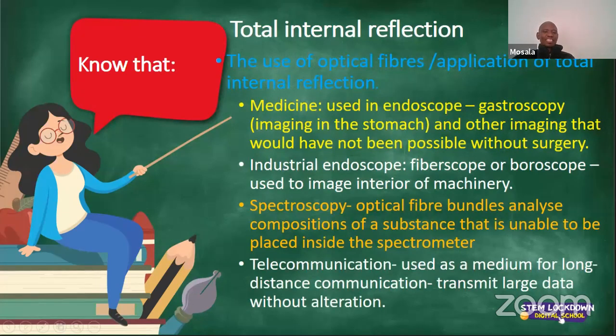Now, in telecommunication, it is used as a medium for long-distance communication. Even this particular transmission of this lesson is using optical fiber. And also the transmission of large data without alteration, like you can watch an address live from America, or from the UK or Australia, or even from a neighboring country, without alteration of pictures. That is an example of an application of total internal reflection.